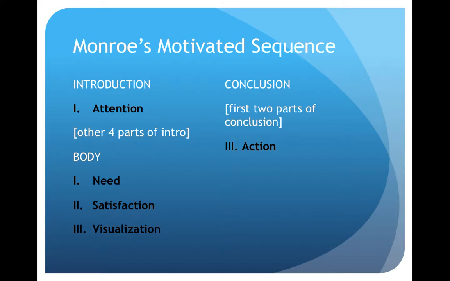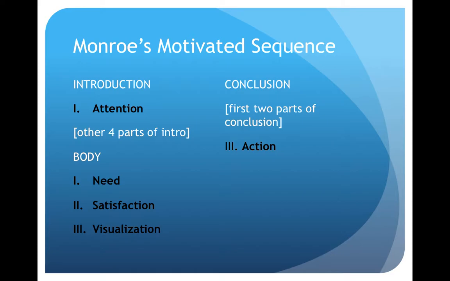So that's the basic parts of Monroe's motivated sequence. It has 5 steps: attention, need, satisfaction, visualization, and action. And the 3 in the middle occur in the body of the speech: the need, satisfaction, and visualization.